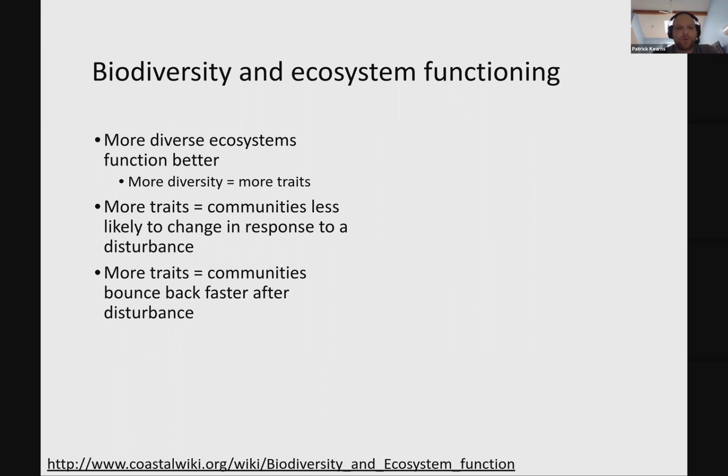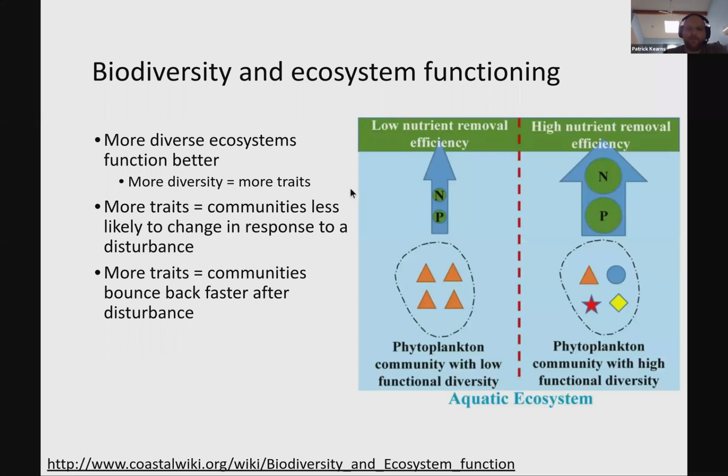Now, when there are more diverse ecosystems, i.e. higher biodiversity, it makes ecosystems function better. It's kind of a weird thing. Now, just to give you this really classical example, we have this one aquatic ecosystem. So you can think like a lake or a pond.